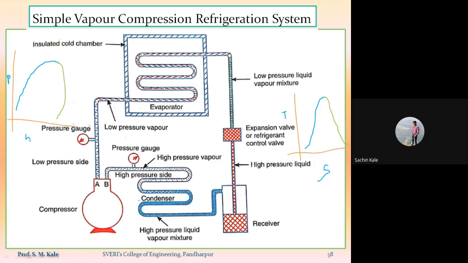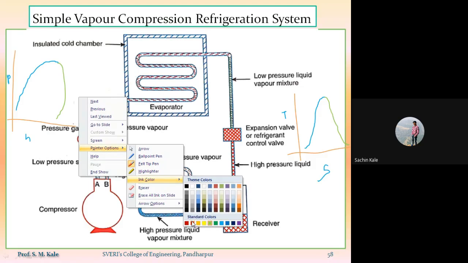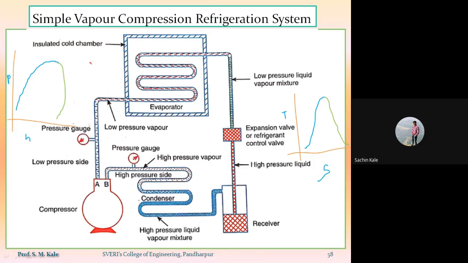Okay, let it. Now, so here I have shown the pH diagram. This is the nature of pH diagram, and this is the nature of TS diagram. Now, on this pH and TS diagram, suppose I want to draw the pH and TS diagram for the simple vapor compression refrigeration system. So here I am knowing that always I am considering point number 1 as a inlet of compressor and point number 2 as a outlet of compressor.